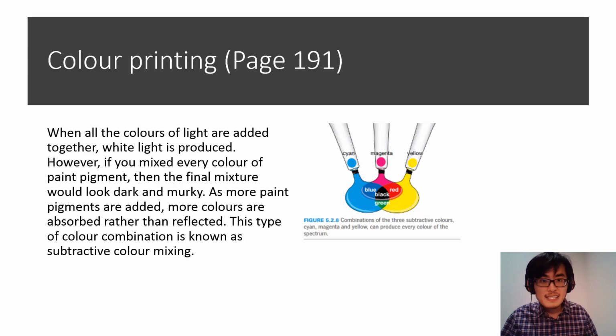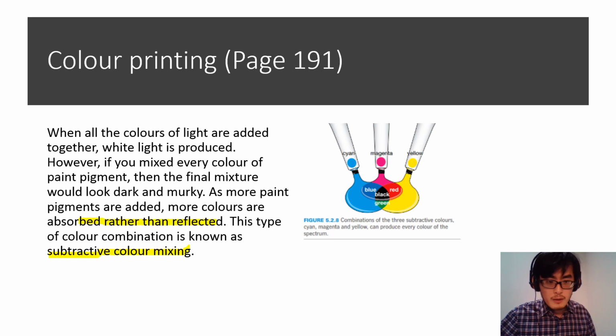Alright, so looking at this slide here, we are talking about color printing. It says that when all of the colors of light are added together, white light is produced. However, if you mix every color of pigment, then the final mixture will look dark and murky. As more pigments are added, more colors are absorbed rather than reflected. This type of color combination is known as subtractive color mixing.